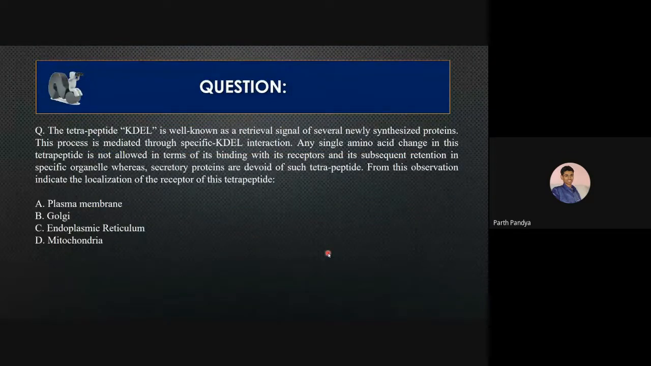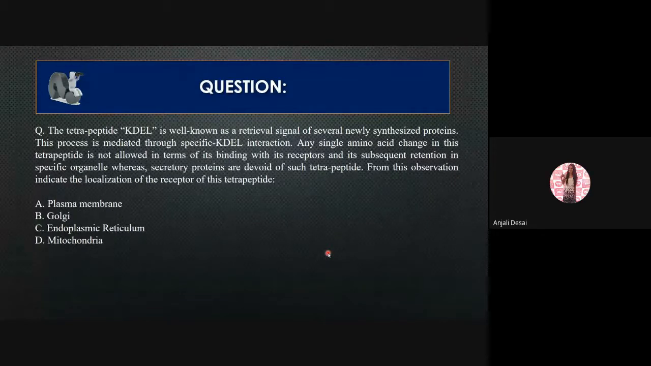So on the basis of that, naturally the question also comes, that is the tetrapeptide KDEL is well known as a retrieval signal of several newly synthesized proteins. This process is mediated through specific KDEL interactions. Any single amino acid change in this tetrapeptide is not allowed in terms of its binding with its receptor and its subsequent retention in a specific organelle, whereas secretory proteins are devoid of such a tetrapeptide. From this observation, indicate the localization of the receptor of this tetrapeptide.